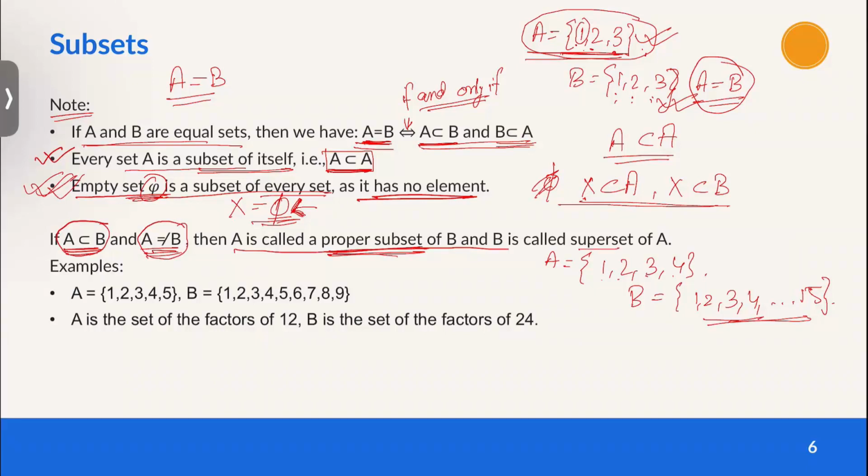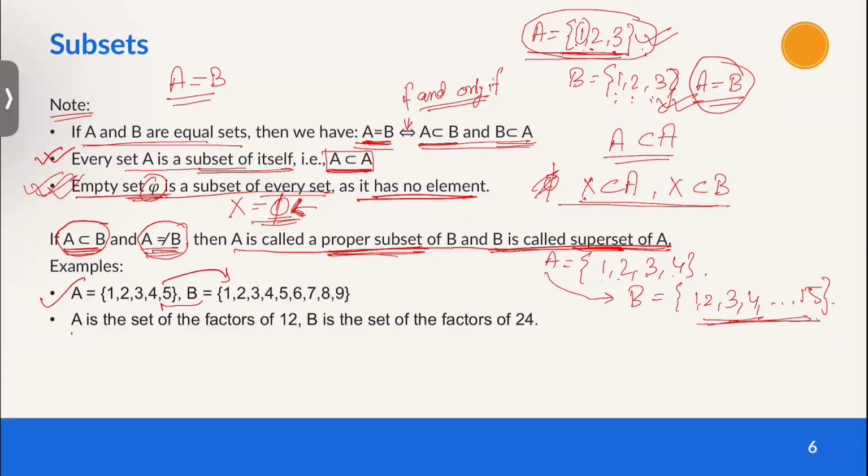Similarly, we have a definition of superset. So in this case, since B has extra elements and A is a proper subset of B, we can say that B is a superset of A. Okay. We have a few more examples here. So it is a similar example to what I gave. A is equal to 1, 2, 3, 4, 5 and B is equal to 1, 2, 3, 4, 5, 6, 7, 8, 9. So here A is a proper subset of B and B is a superset of A.